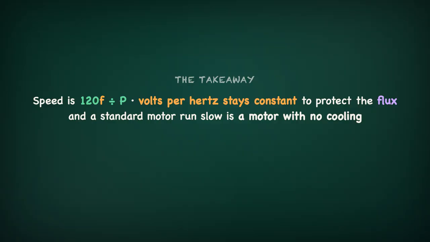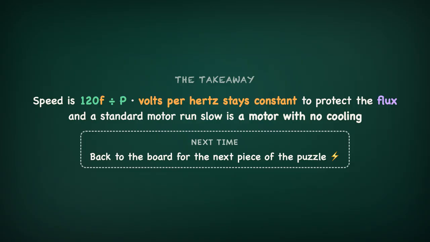So, speed is 120 F over P. Volts per hertz stays constant to protect the flux, and a standard motor run slow is a motor with no cooling. Next time, back to the board.